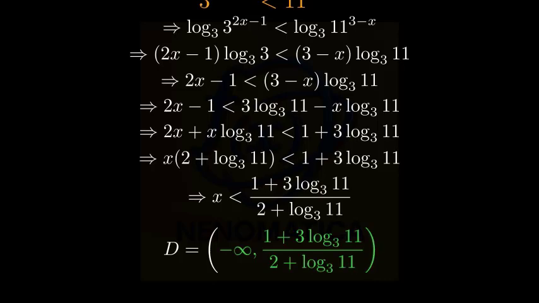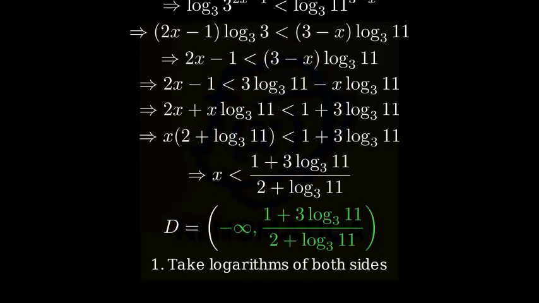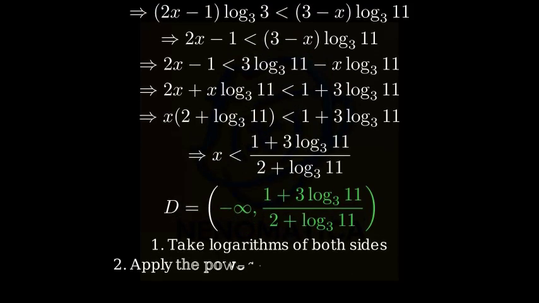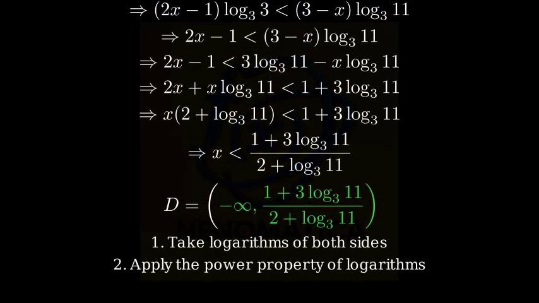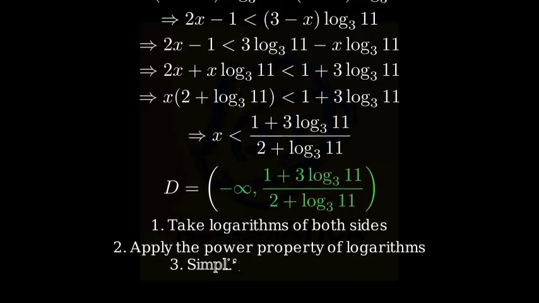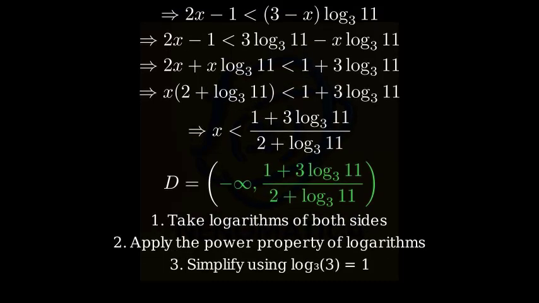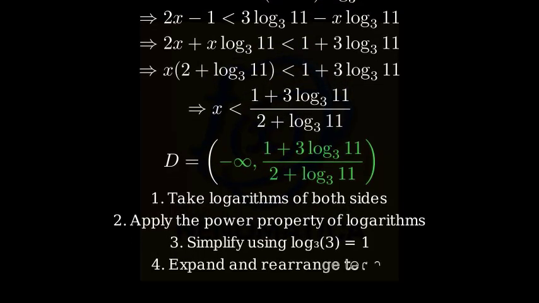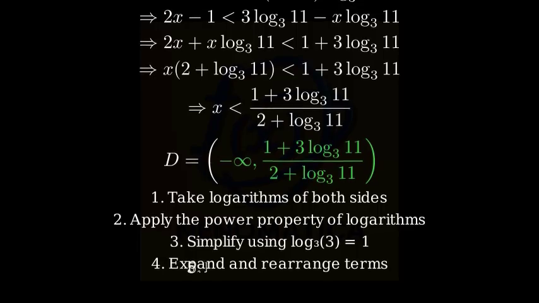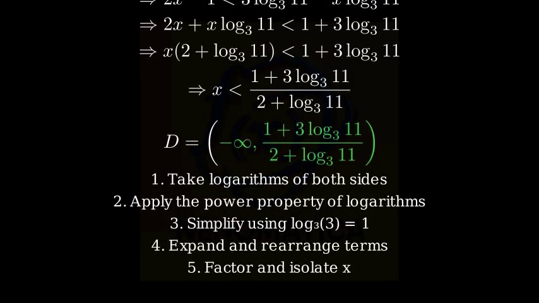Let's review the key steps in solving this exponential inequality. First, we took logarithms of both sides using base 3. Then we applied the power property of logarithms to bring down the exponents. We simplified the expression by using the fact that log base 3 of 3 equals 1. Next, we expanded the right side and rearranged to get all terms with x on the left. Finally, we factored out x and divided both sides to isolate x.